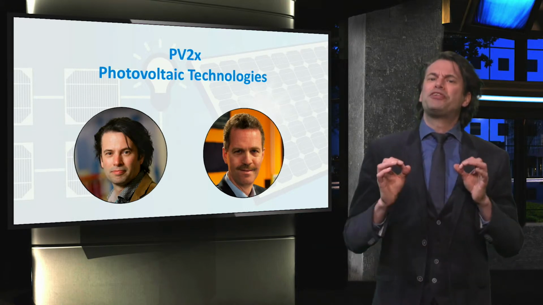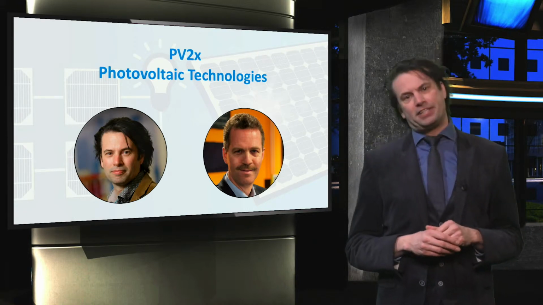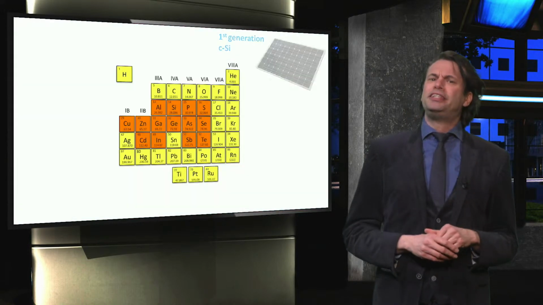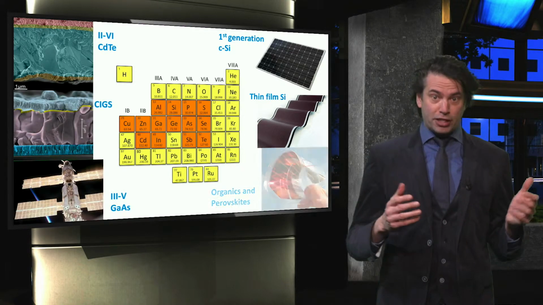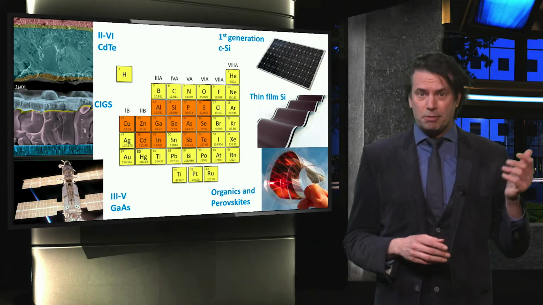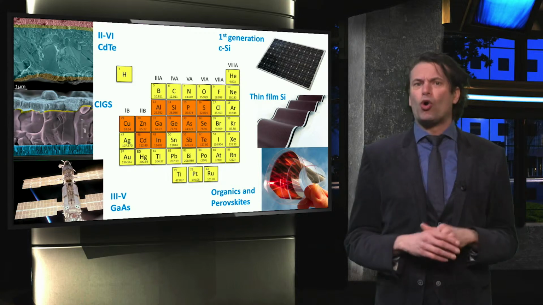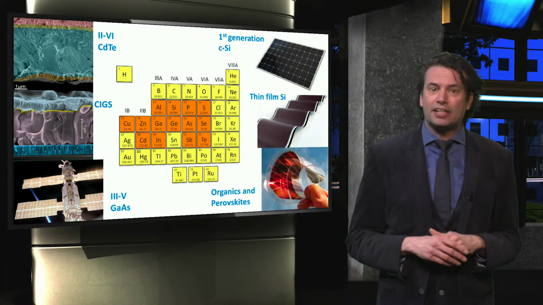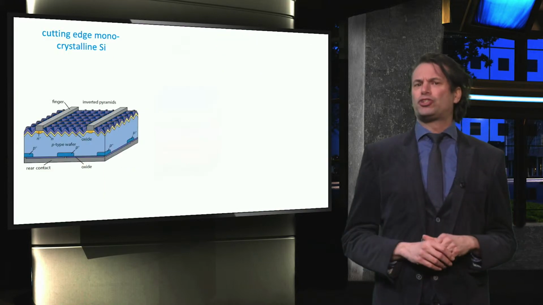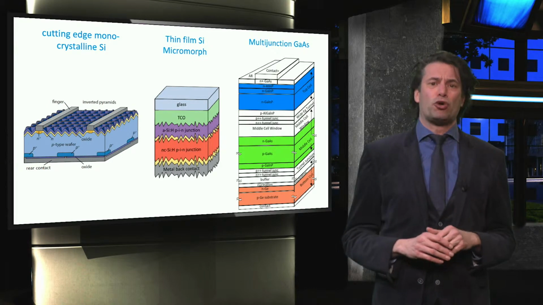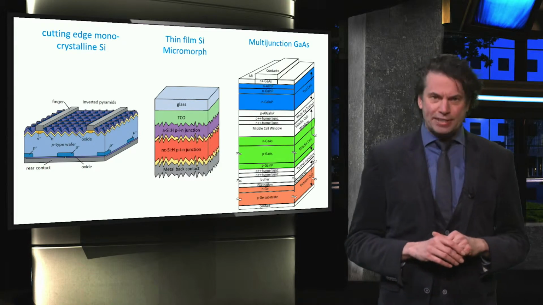In this course you will develop an in-depth knowledge of the various wafer-based and thin-film PV technologies. We will look into different semiconductor materials such as crystalline silicon, thin-film amorphous silicon, II-VI materials like cadmium telluride and CIGS, III-V materials like gallium arsenide, and also organic PV such as dye-sensitized solar cells and perovskite materials.